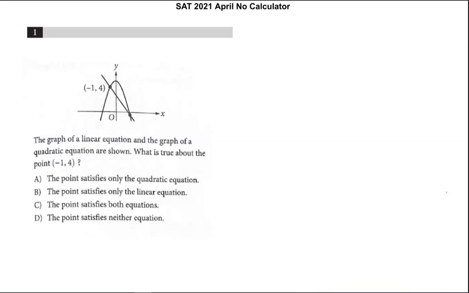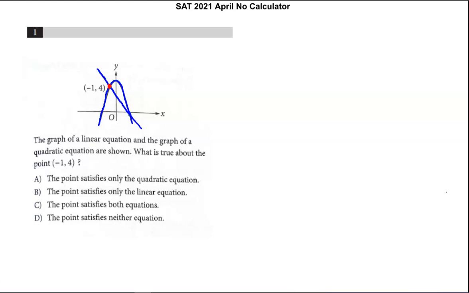The graph of a linear equation and the graph of a quadratic are shown. So the linear equation is right here. The quadratic is this parabola going up. What is true about the point -1, 4? So if we go over to -1 and up 4, we get this dot right here, this point right there.